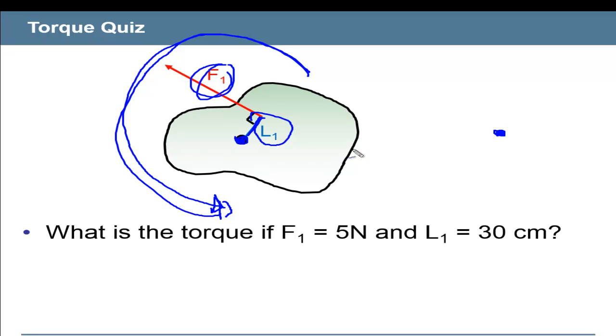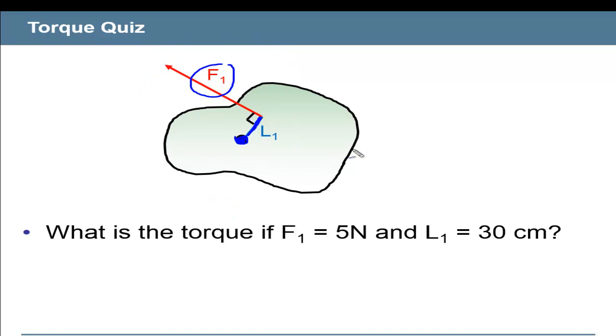But what would be the magnitude of this torque if the force F1 is equal to 5 newtons and L1 is equal to 30 centimeters? Well, I'll convert this to meters, right? Because torque is in Newton meters. So we have 5 newtons times 0.3 meters, and so we have a torque of 1.5 Newton meters.